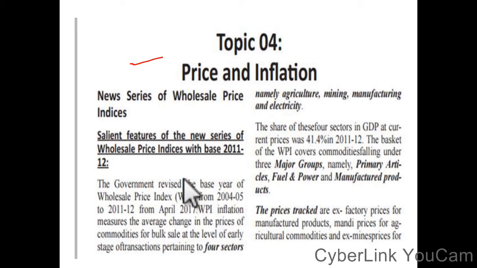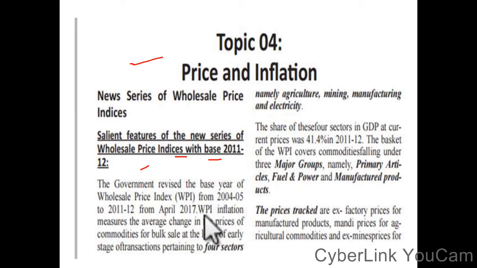Price and inflation, we will see the salient features. Of the salient features, the new series of the wholesale price indices, based on 2011-12, namely agriculture, mining, manufacturing, electricity. Here we will see the government rate.